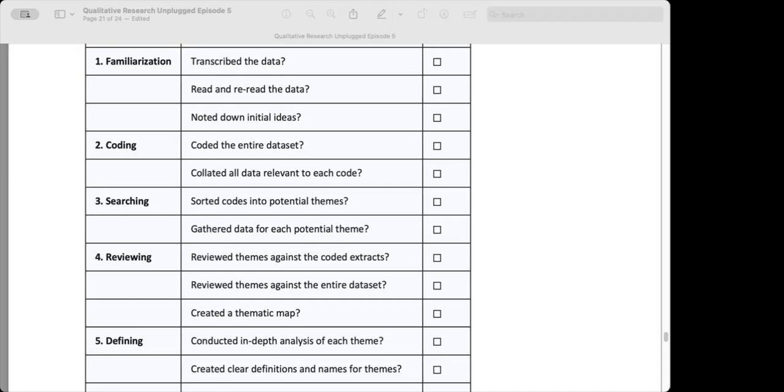What a fantastic journey we've taken today, diving deep into A Doctoral Student's Guide to Thematic Analysis by Professor Richard Boateng and Dr.